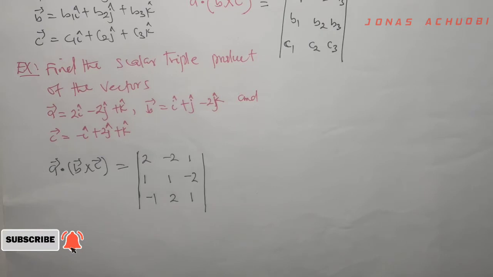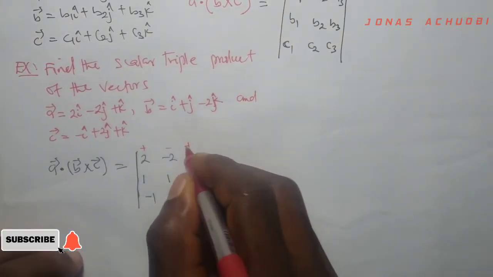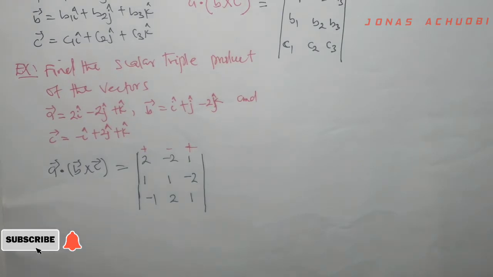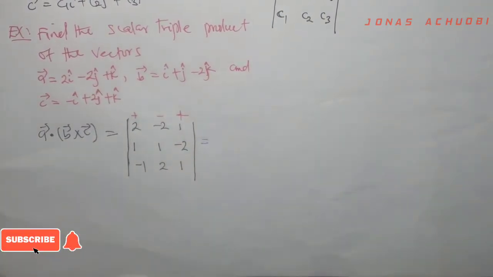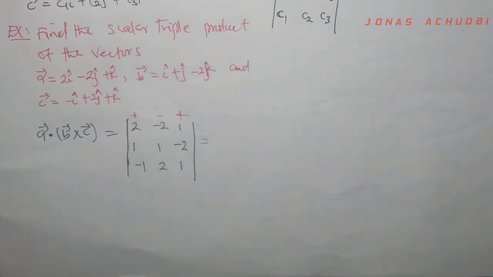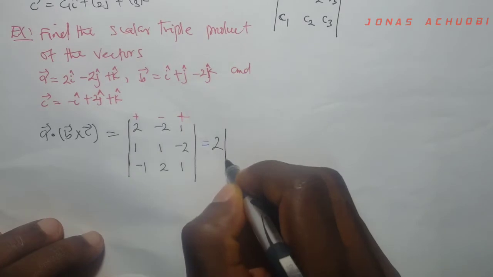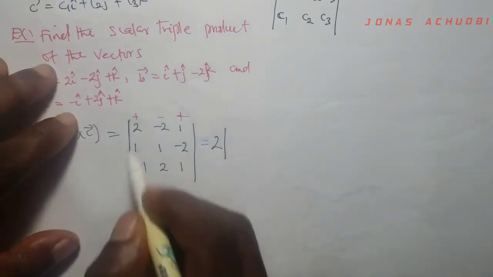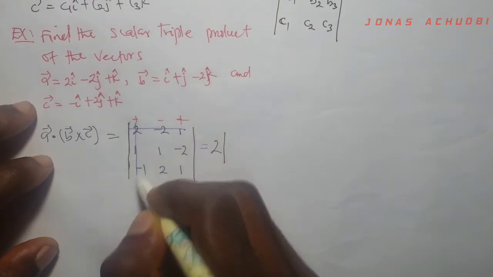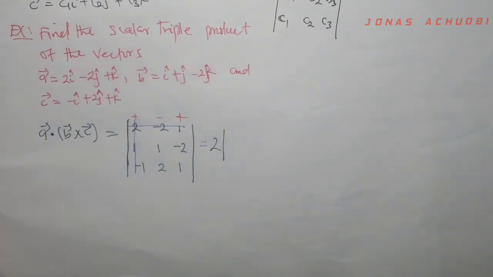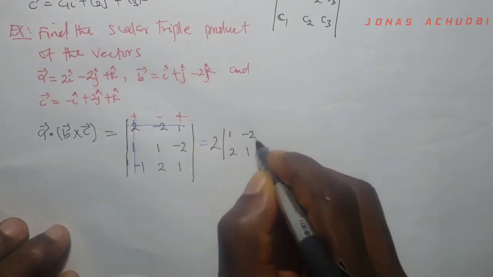So recall your signs: plus, minus, and plus. That's the topic, determinant of 3 by 3 matrices. Okay, so we can calculate this. We pick the first entry here, 2, and then reduce to a 2 by 2 determinant by deleting the entries of the row and column of 2. So what do we have left? We have 1, negative 2, 2, and 1.